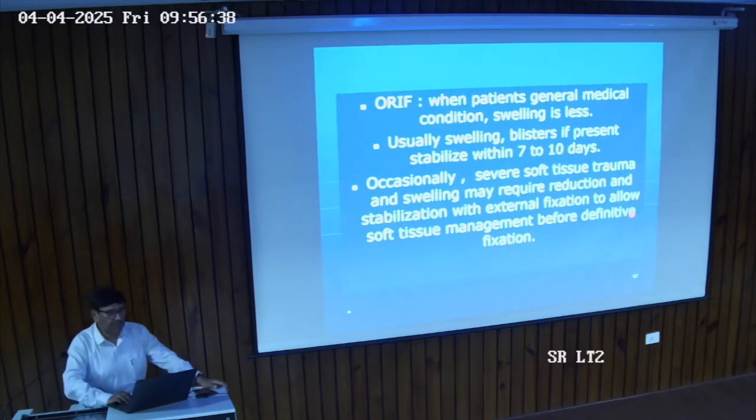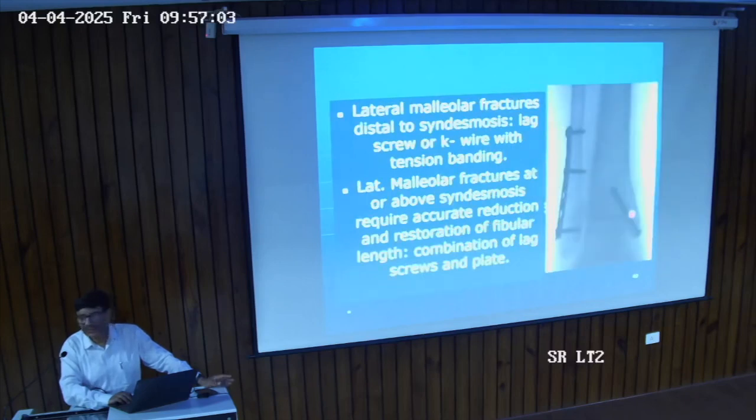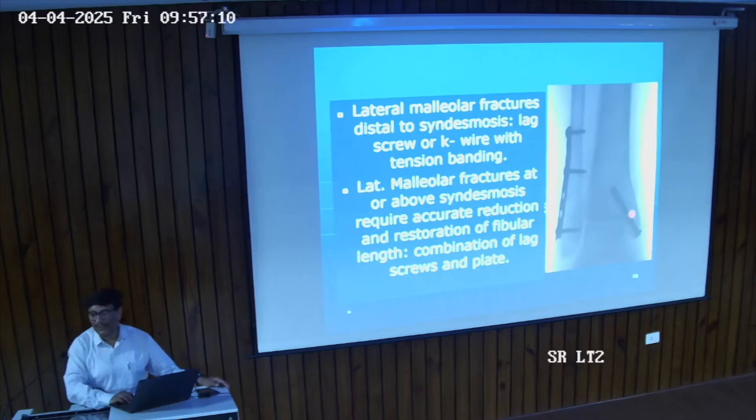Surgery is only done when the swelling becomes less. So we may have to wait for some days, and during this waiting period the patient may be in a well-padded plaster for 7 to 10 days, or maybe in skeletal traction, or maybe we apply some external fixation for the swelling to reduce, and then a definitive fixation is done. So there are various methods, we are not going into the details, but we should understand the concept of internal fixation. So what do we do in a medial malleolar fracture?